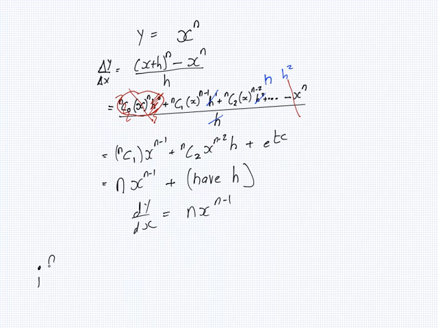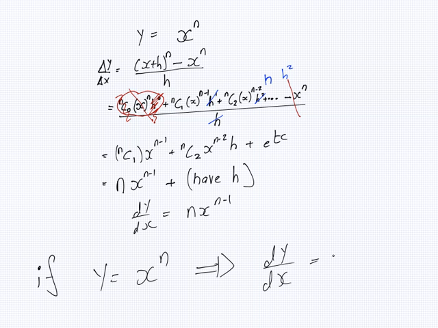If y equals x^n, then that means the derivative is equal to n x^(n-1). Please write this down carefully.